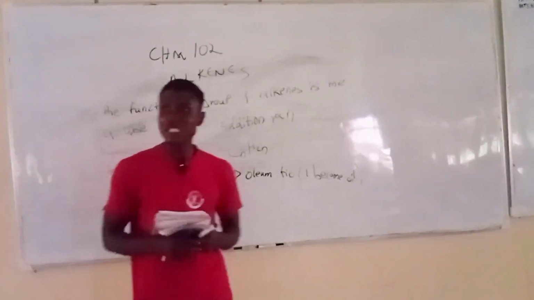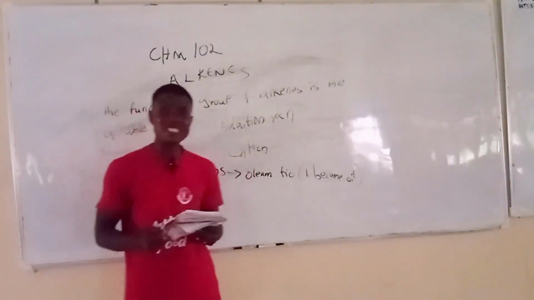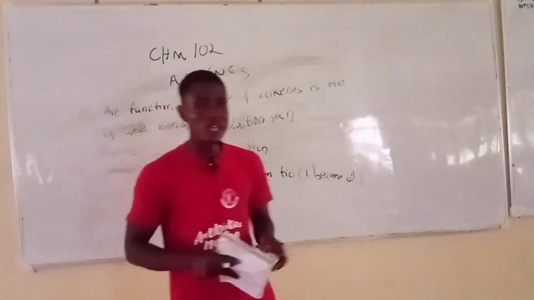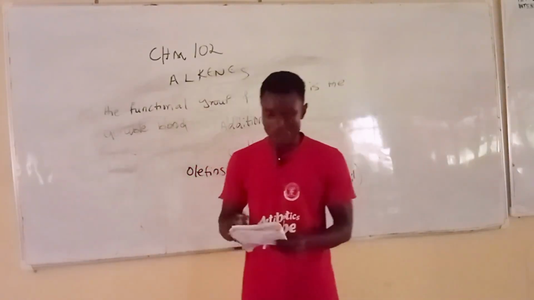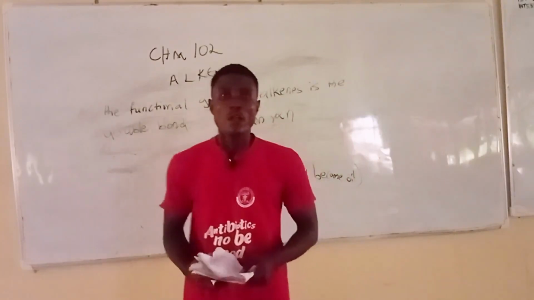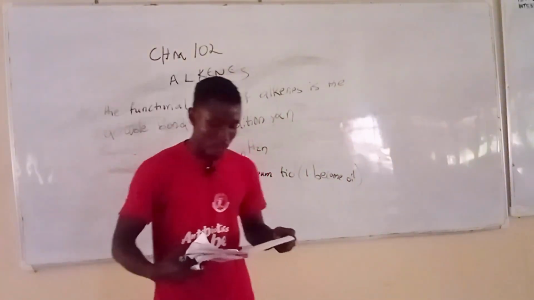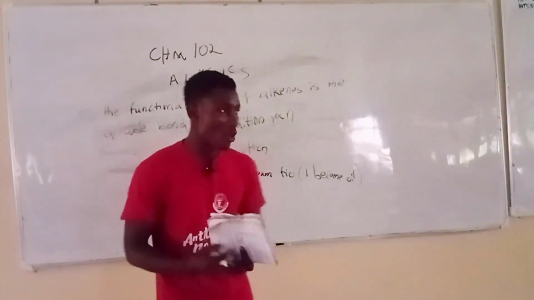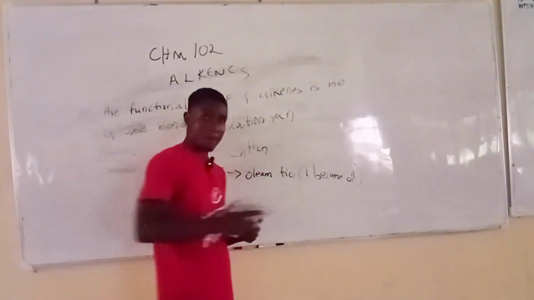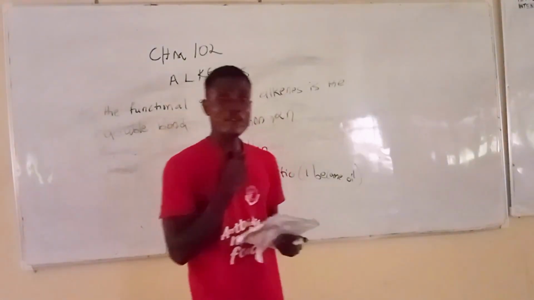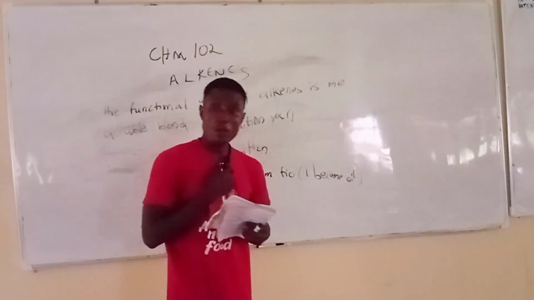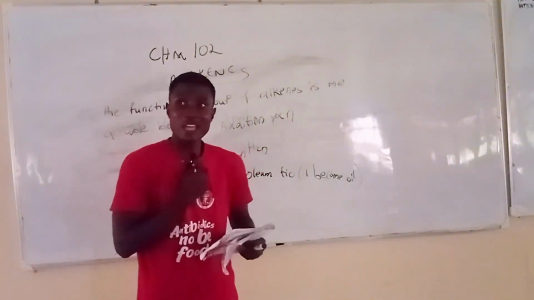And note that the alkenes are unsaturated hydrocarbons. So we'll be moving on straight to the preparation of alkenes. From there, we'll also talk about the reactions of alkenes, and one of the uses of the members of the family of the alkenes, which is ethene.